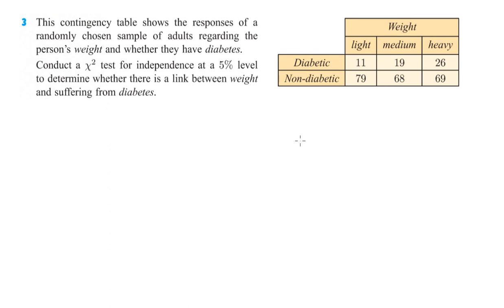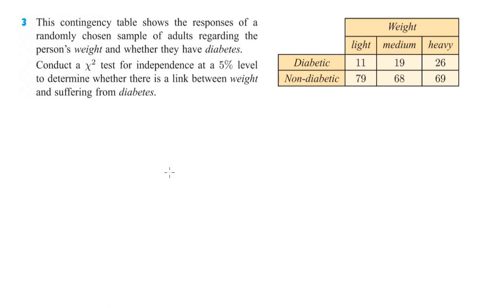I'm going to take you through some of the problems on the 16E assignment. First one we're going to take a look at here is number 3. This contingency table shows the responses of a randomly chosen sample of adults regarding the person's weight and whether they have diabetes. Conduct a chi-squared test for independence at a 5% level to determine whether there is a link between weight and suffering from diabetes.